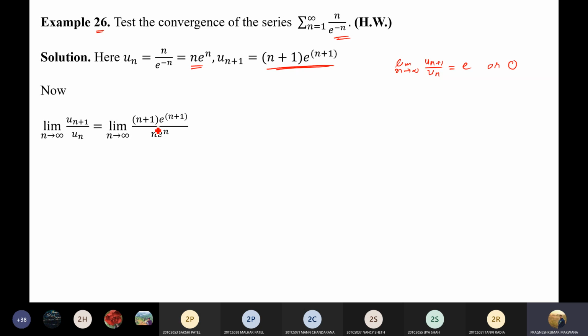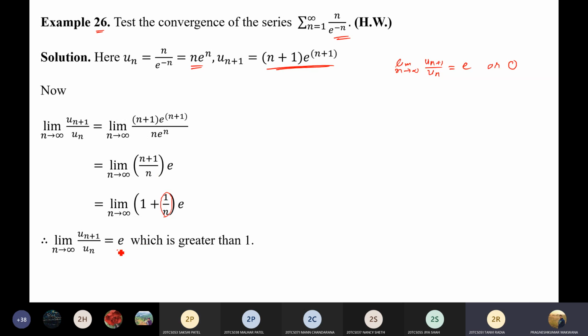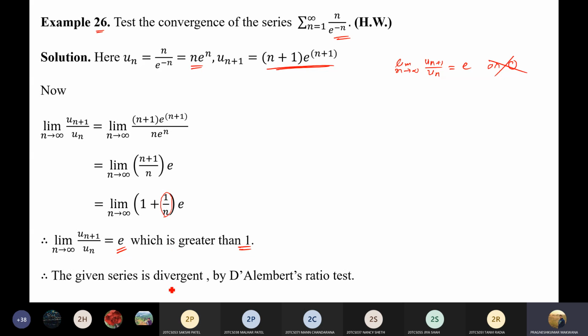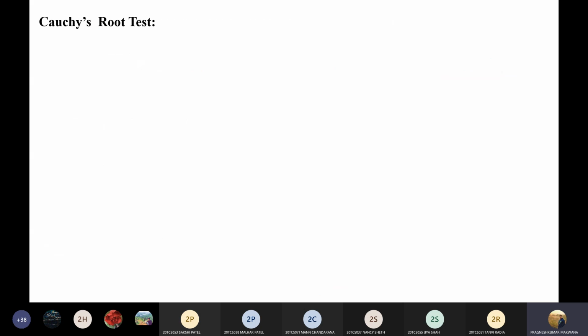So here you can see u(n+1) is this one and this. After simplifying, (n plus 1) upon n into e is (1 plus 1 upon n) into e. Now we can put n tends to infinity. What is the answer of 1 upon n? 0. The final answer is e, not 0. That is wrong. Sakshi, the answer is e, which is greater than 1. So this series is divergent by using the ratio test.